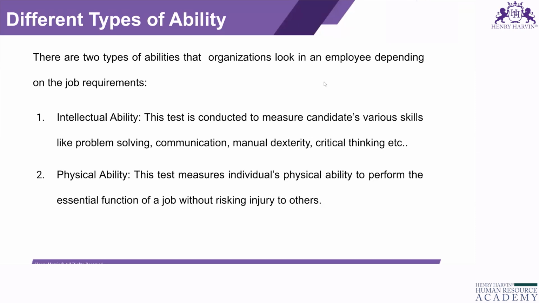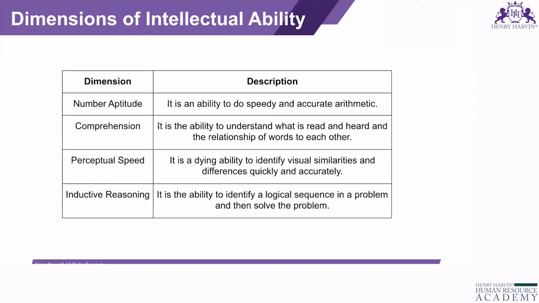Now, under intellectual ability, we are checking the mental skills, the cognitive ability. Number aptitude is the ability to do speedy and accurate arithmetic. Then comprehension is the ability to understand what is read and heard and the relationship of words to each other. Then perceptual speed is the ability to identify visual similarities and differences quickly and accurately.